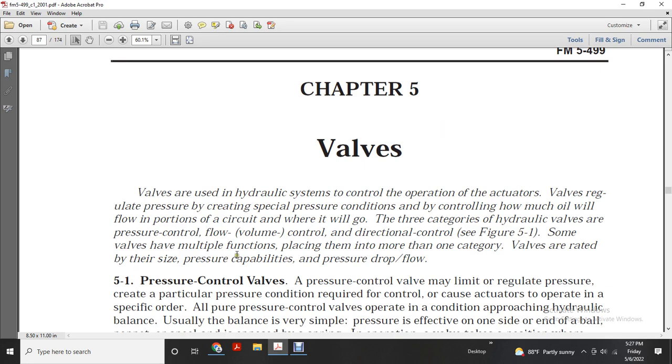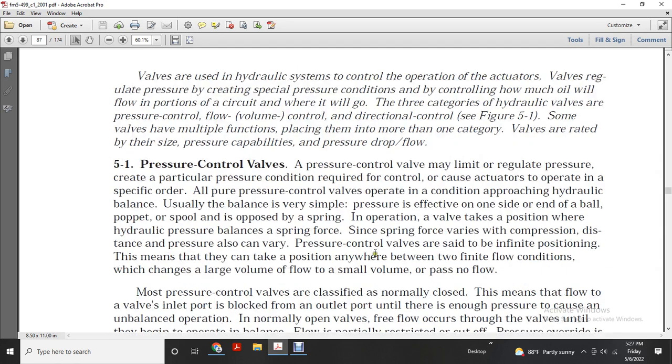Valves are also rated by size, pressure capabilities, pressure drop, and flow. Pressure control valves may be used to regulate pressure, creating a particular pressure condition required for the control, causing actuators to operate in a specific order. Almost all pressure control valves operate with a condition approaching hydraulic balance. Usually the balance is very simple.